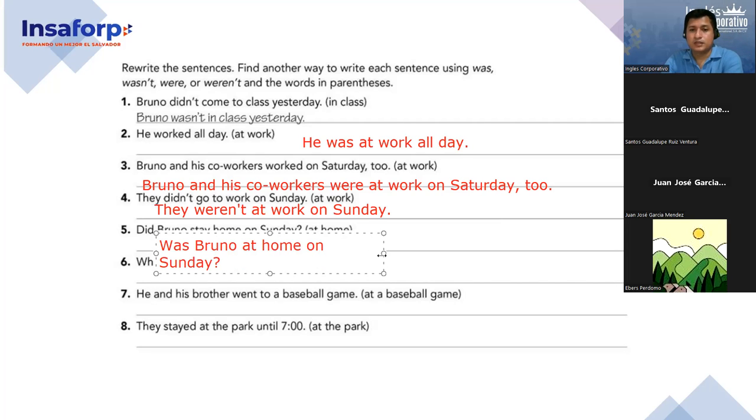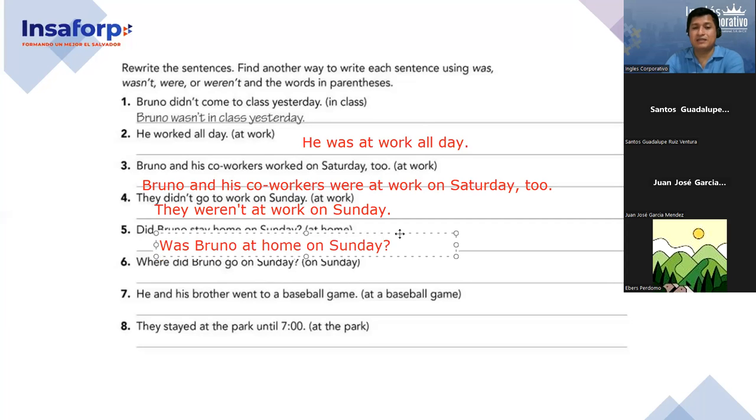Entonces, lo que you are doing is cambiando los verbs por el verb to be, que es was or were. Y también el did, ¿verdad? Exactly, because I have was. Perfect. Was Bruno at home on Sunday? That's very good. Thank you. Who's next one? Number six.